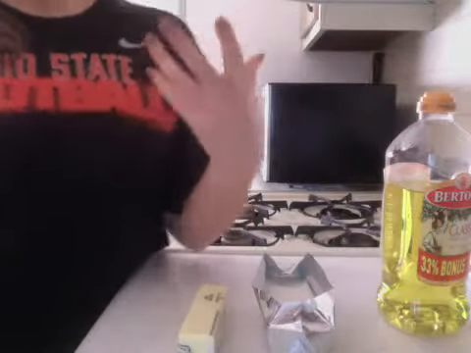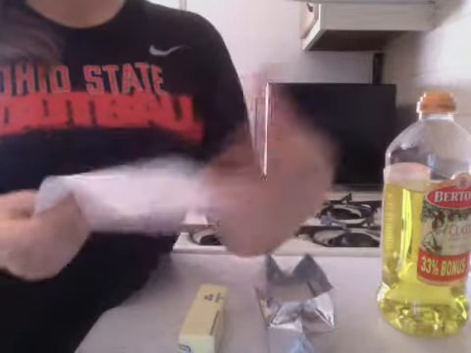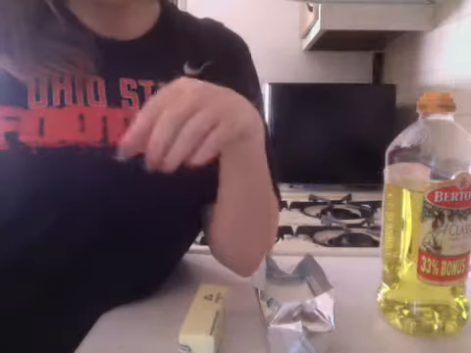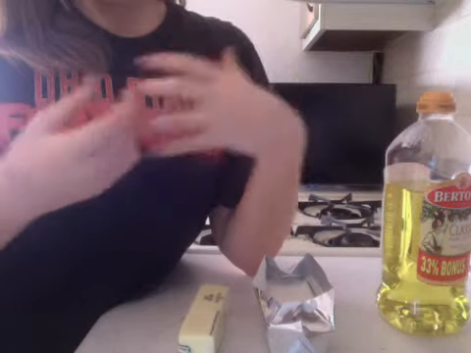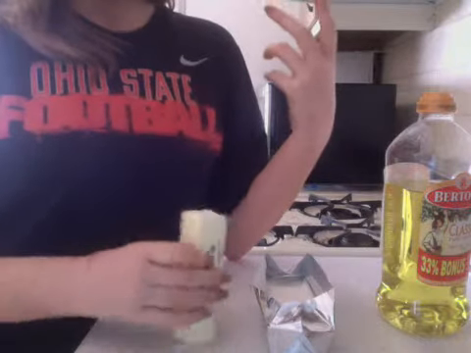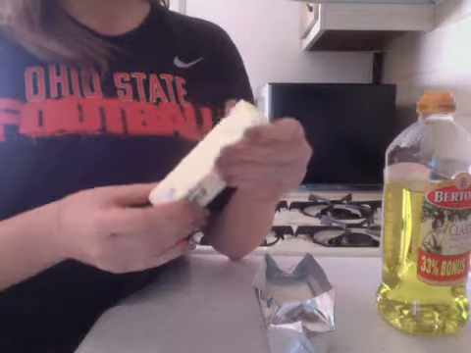Now, an unsaturated fat can have more than one double bond. If it has two or more double bonds, then it is considered a polyunsaturated fat. So the example that I have here and was showing you is also an example of a polyunsaturated fat. Now, most of the time, if you want to figure out the difference between the levels of saturation, there's a table that you can use.